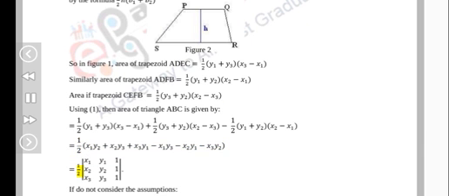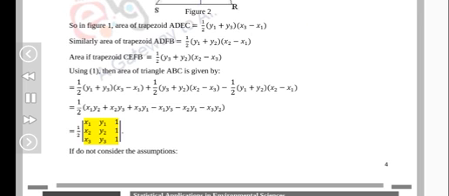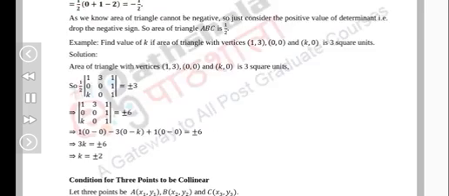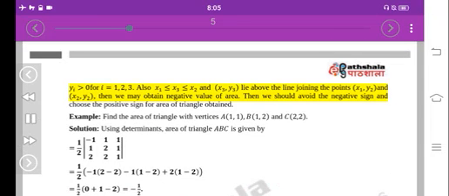1/2 times the determinant with rows x1, y1, 1; x2, y2, 1; x3, y3, 1. If we do not consider the assumptions, that is yi greater than 0 for i equals 1, 2, 3, and x1 is less than or equal to x3 is less than or equal to x2 and (x3, y3) lie above the line joining the points (x1, y1) and (x2, y2), then we may obtain negative value of area. Then we should avoid the negative sign and choose the positive sign for area of triangle obtained.